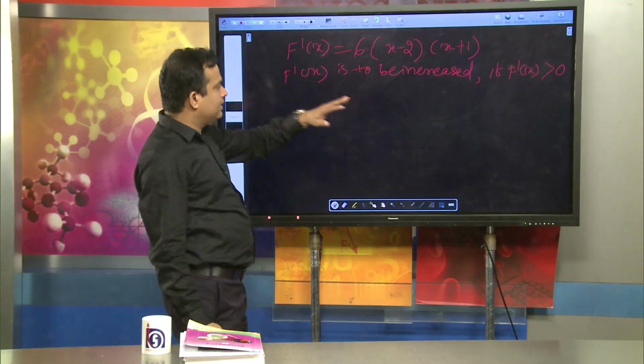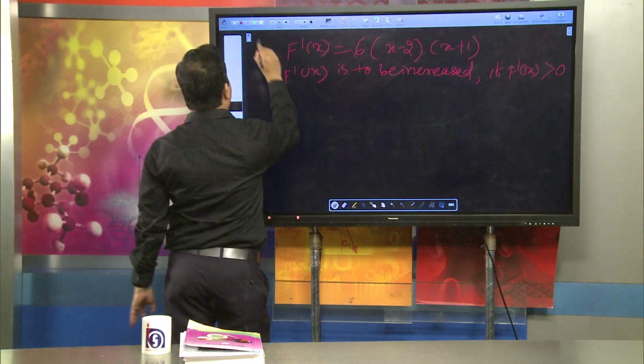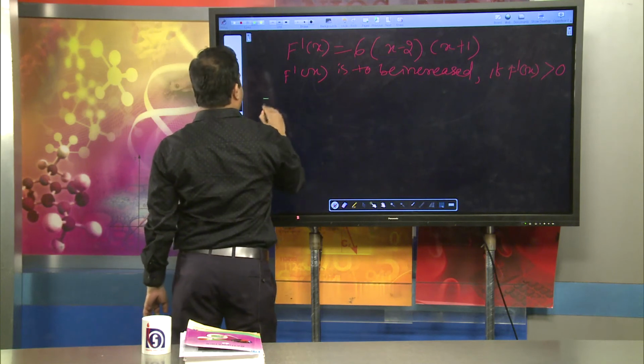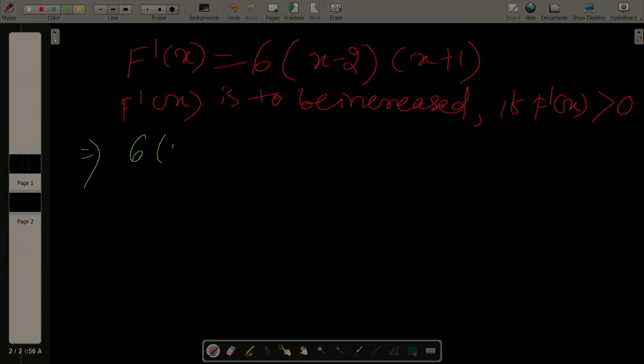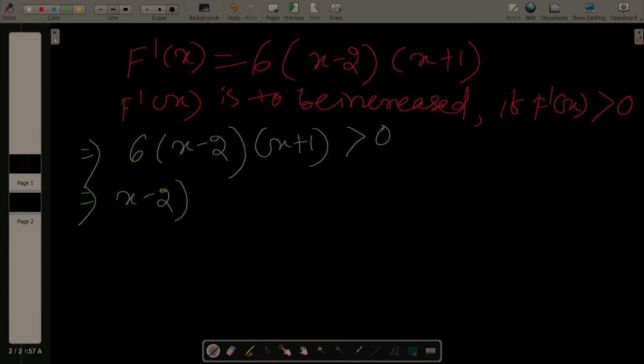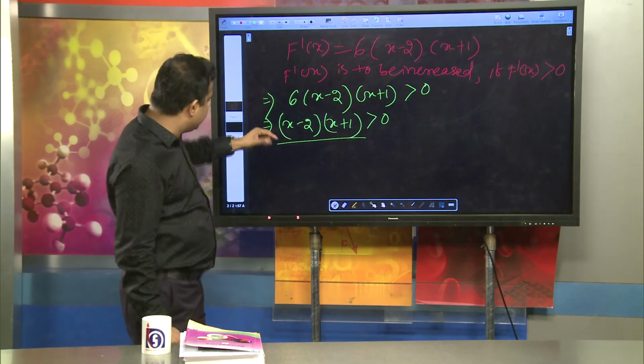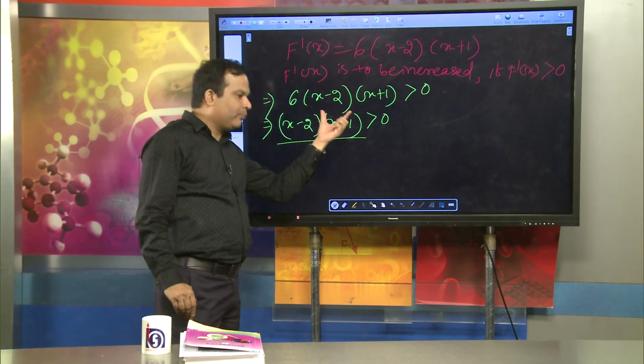If f dash x is greater than 0, that implies 6 into x minus 2 into x plus 1 is greater than 0. So simply I can write x minus 2 into x plus 1 is greater than 0. You see that there are two factors, x minus 2 and x plus 1, whose product is greater than 0, that means the function is to be increased.